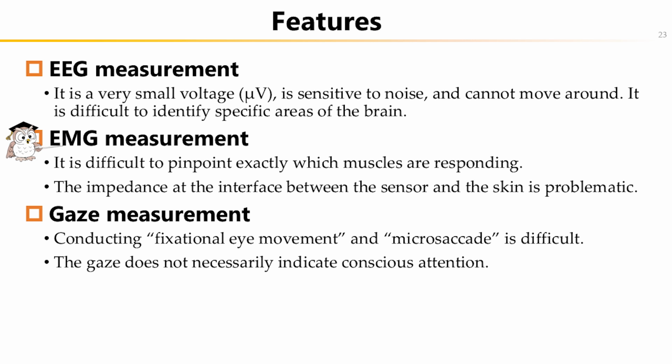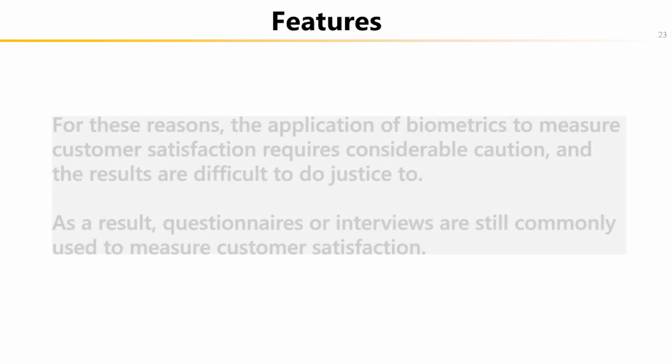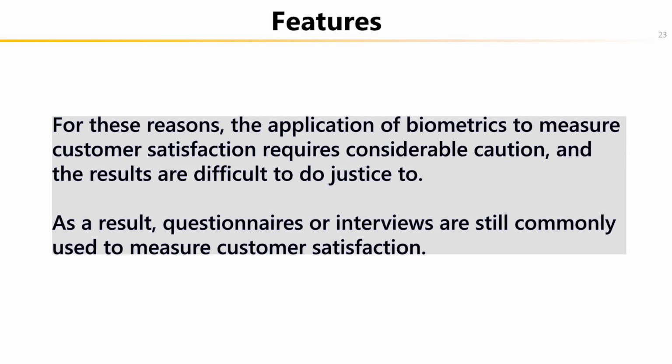EMG is difficult to pinpoint exactly which muscles are responding. The impedance at the interface between the sensor and the skin is problematic. In gaze measurement, measuring fixational eye movement and microsaccade is difficult. And the gaze does not necessarily indicate conscious attention. For these reasons, the application of biometrics to measure customer satisfaction requires considerable caution, and the results are difficult to do justice to. As a result, questionnaires or interviews are still commonly used to measure customer satisfaction.